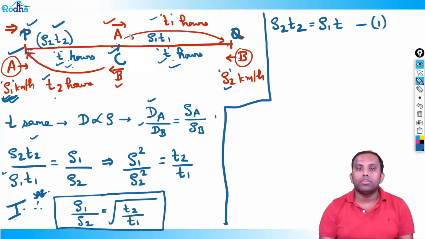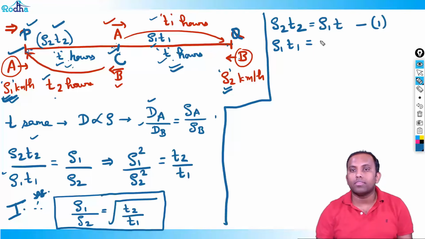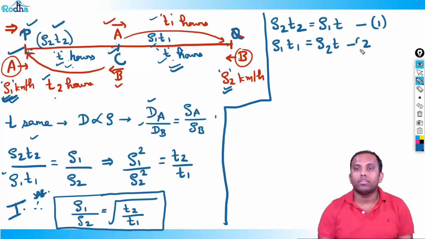Second time. This distance AQ is S1T1. So if AQ is S1T1, B has traveled it in T hours. B at the speed of S2 km per hour had traveled it in T hours. So this distance can also be written as S2T. S2T, right? It's equation 2.